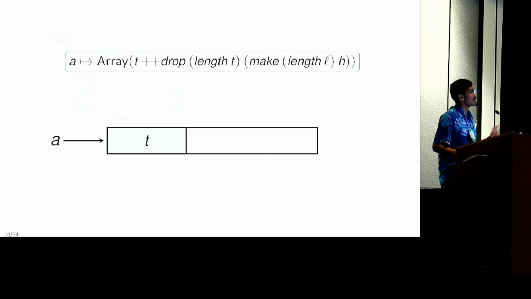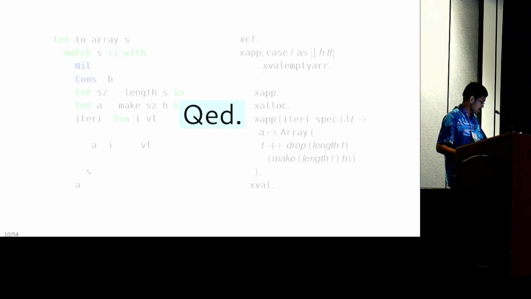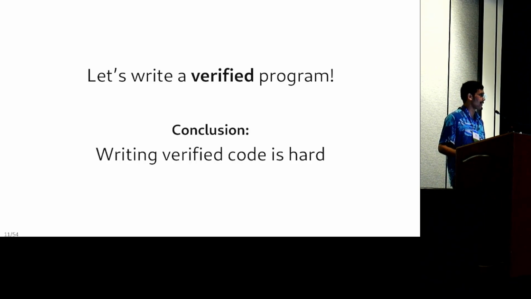And so at each step in the iteration, we gradually increase the length of the shared prefix, and so by the end of the iteration, the array will have exactly the contents of the sequence, and thus we can verify our program. So, ta-da, we've written a verified program. What exactly did we learn? Well, I guess writing verified code is hard.